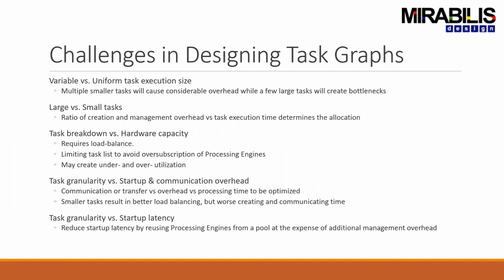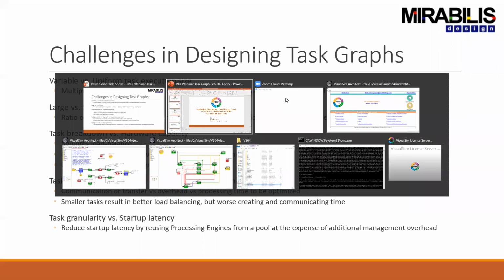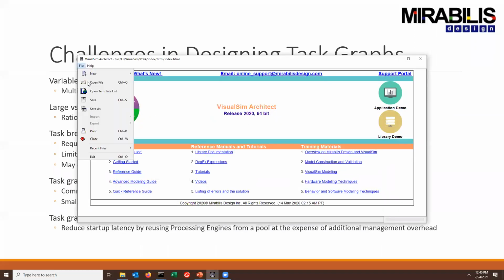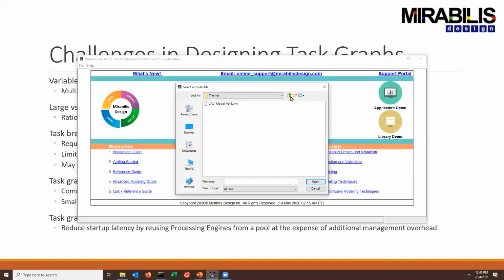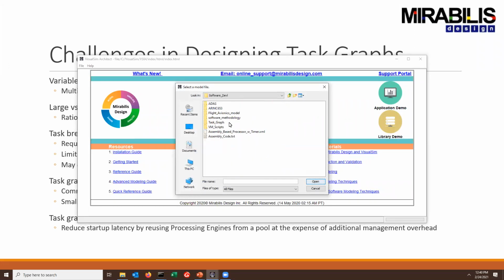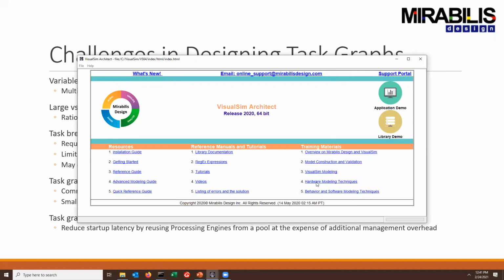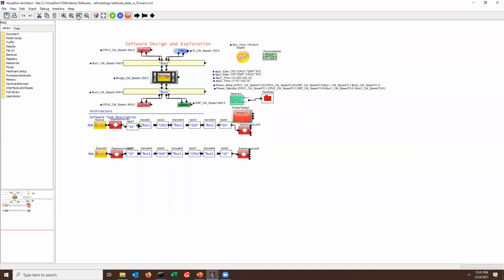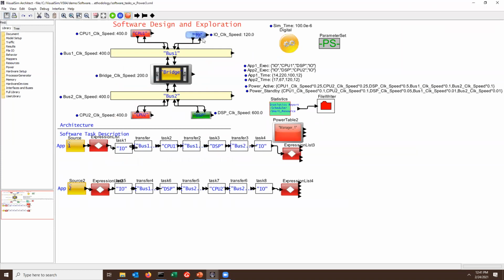Now, when you look at a task graph, which I'm going to move over to a model of a task graph, I'm going to bring up a very simple task graph that describes a hardware system, which is made up of two processors, a DSP and IO, and it's got two buses connected to the bridge. There are two software tasks defined here, or two top software applications.